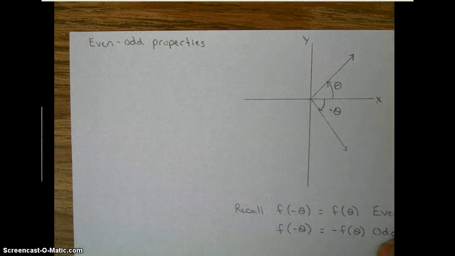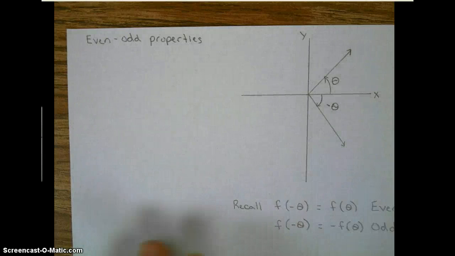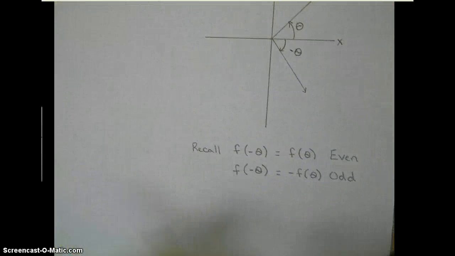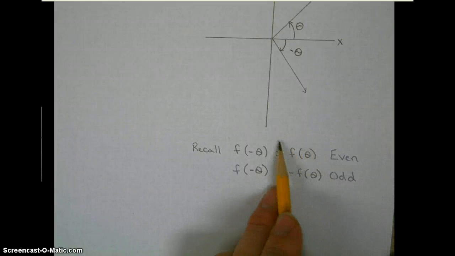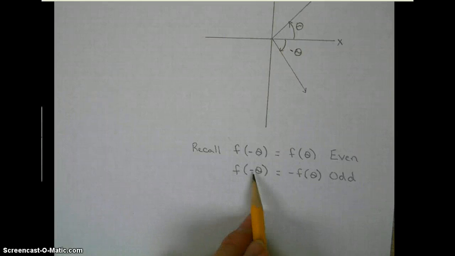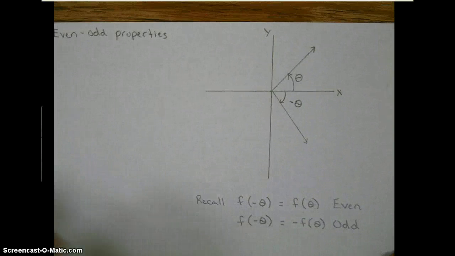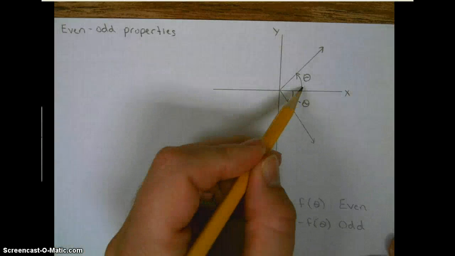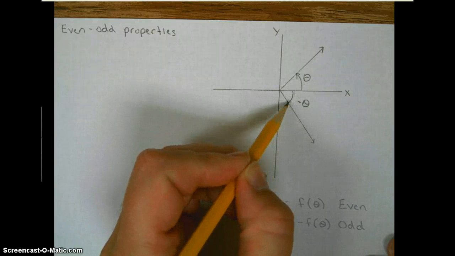We are going to be looking at the even and odd properties of our trig functions. If you remember, an even function, if our input is negative, our output will be positive. And with an odd function, if our input is negative, our output will also be negative. Okay, look at our little graph here. Here is positive theta, and here is negative theta.